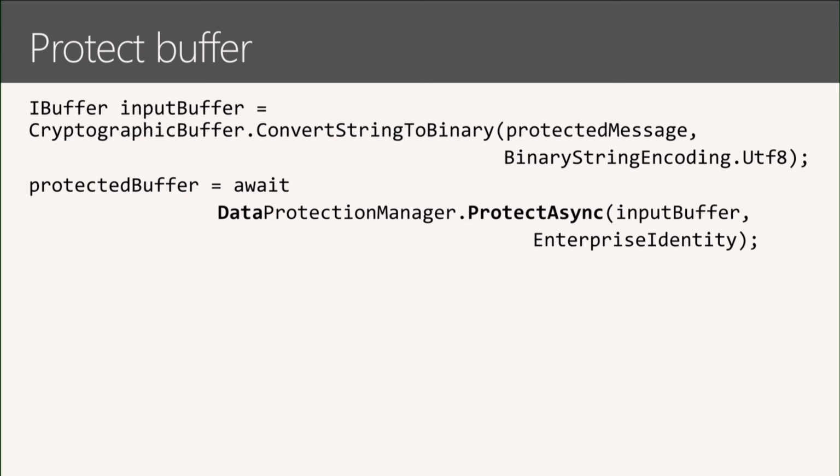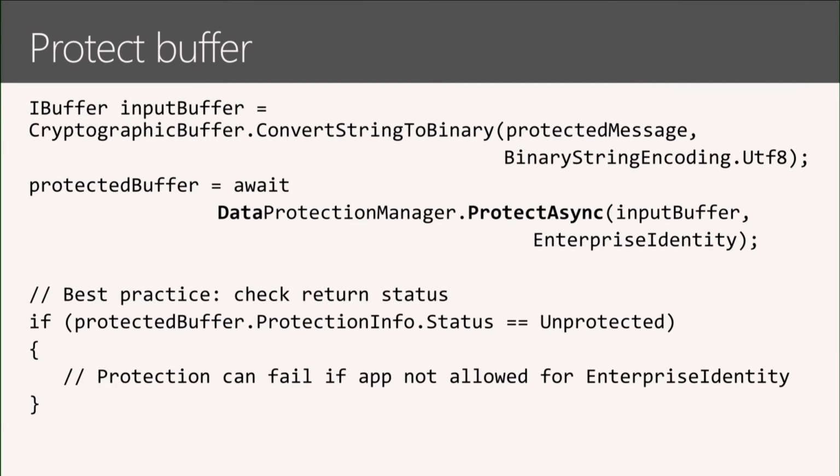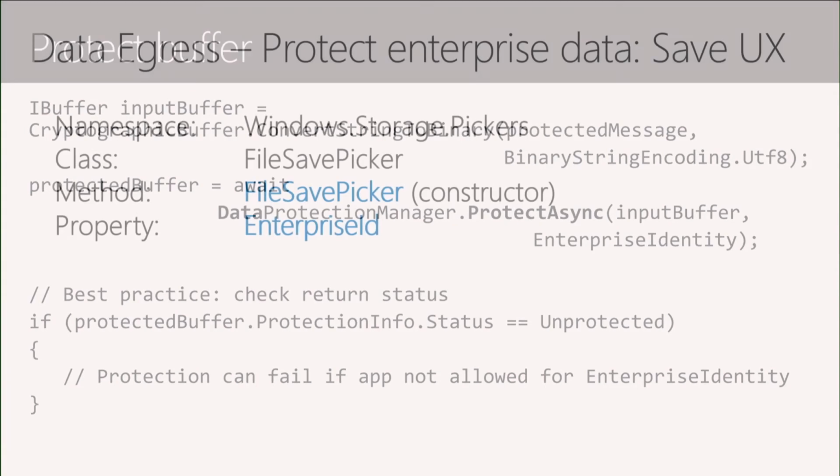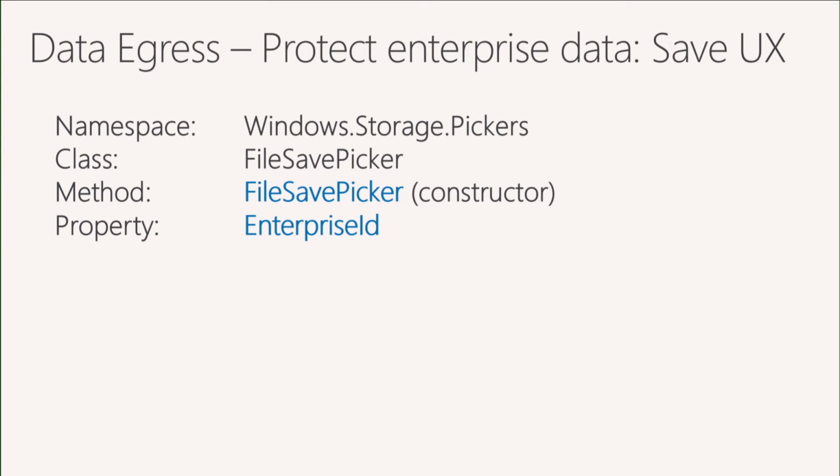Looks pretty familiar, right? We changed file to data and protect async and buffer, but really it's the same thing. Again, check your return result. It is possible to fail this. And by fail, I don't mean return an error. I mean that we will tell you that it wasn't protected. Perhaps your policy isn't letting your application do this. There may be other reasons, but that's probably the most likely one.